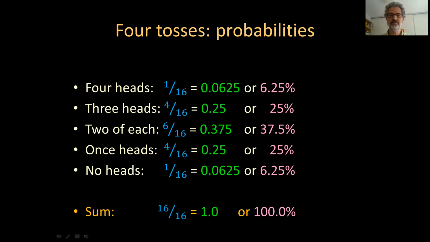If you toss a coin 4 times, you can get either 4 heads or 3 heads or 2 or 1 or none. That's it. So there's 16 things that can happen, and these are all of them. So if you add 1 plus 4 plus 6 plus 4 plus 1, you get 16. And if you add the corresponding probabilities, they must add to 100%.